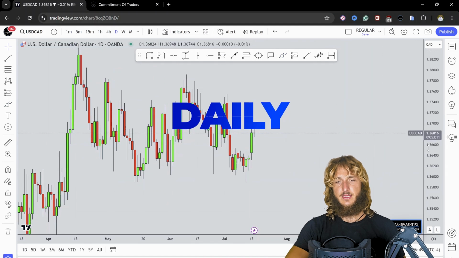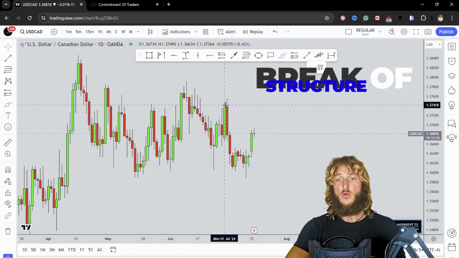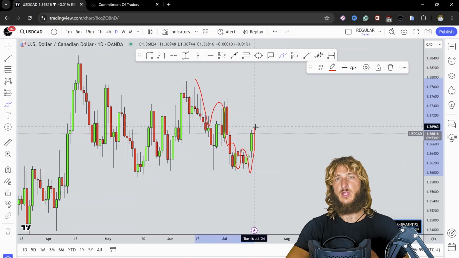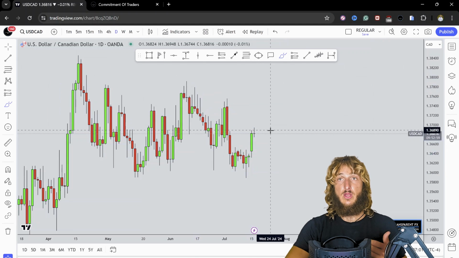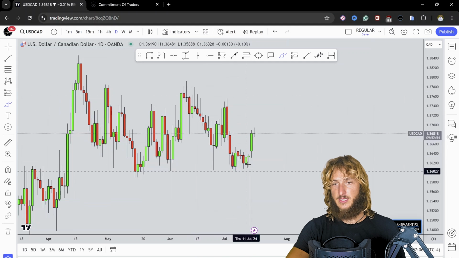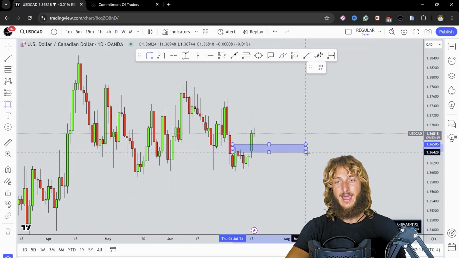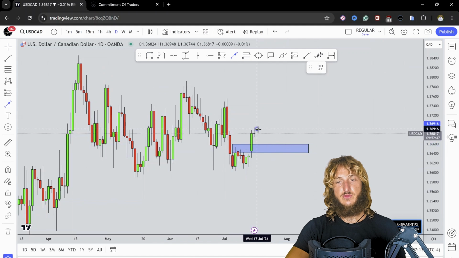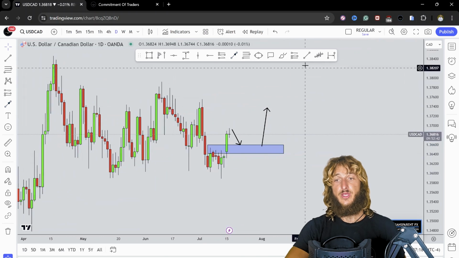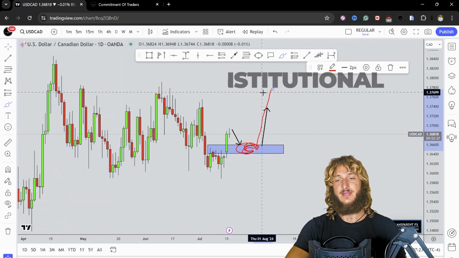Now, from a daily perspective, what we can see is that at the moment the market just broke structure to the upside. We can see how clearly the market was creating lower lows and lower highs. Now the market broke structure back to the upside, creating the first higher high. So now we shifted from creating lower lows and lower highs to now creating higher highs and higher lows. So if the market will now go and retest this previous resistance turn support, at this point there is a very good probability that we could see some institutional longing at that point, potentially pushing the price higher.